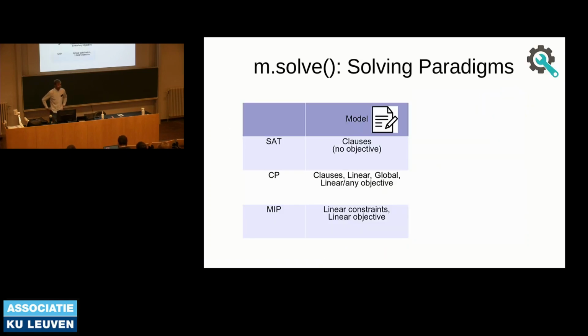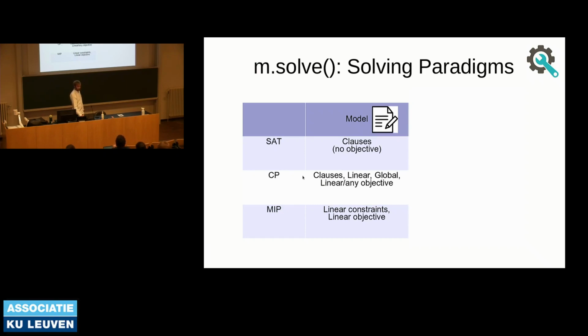So in terms of these different kinds of solvers, we've seen SAT solvers. The input that they expect are clauses and no objective, unless you use a MaxSAT solver, then you can add a linear objective over the Boolean decision variables.